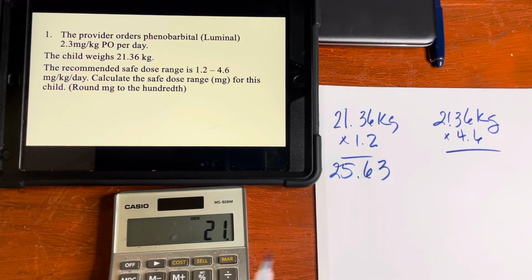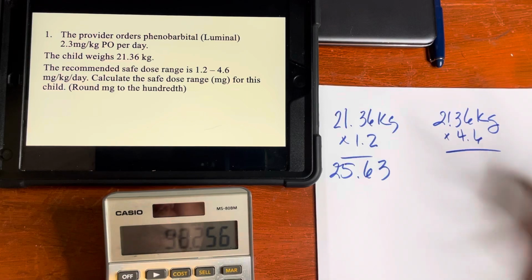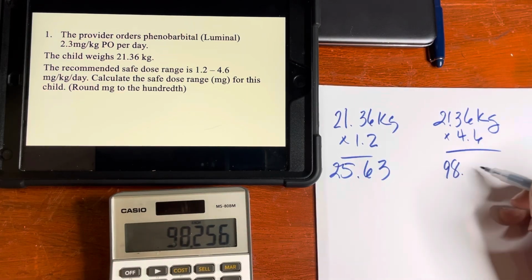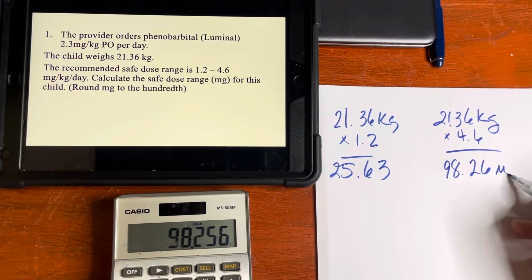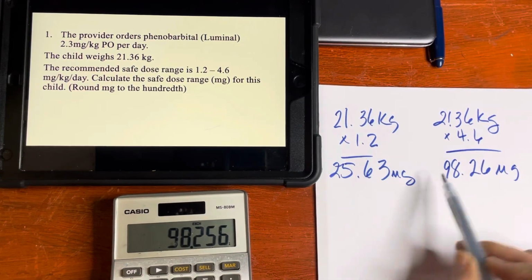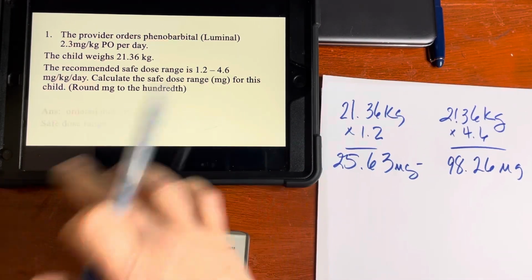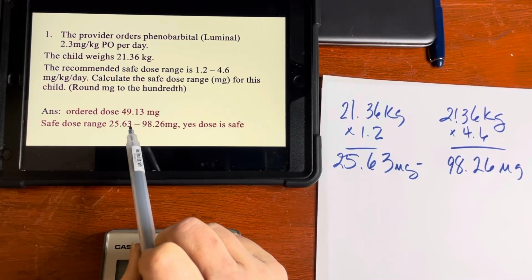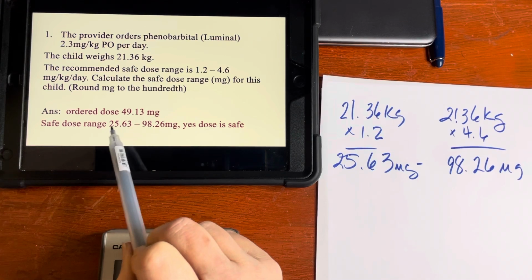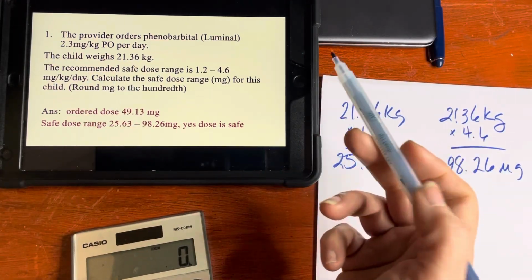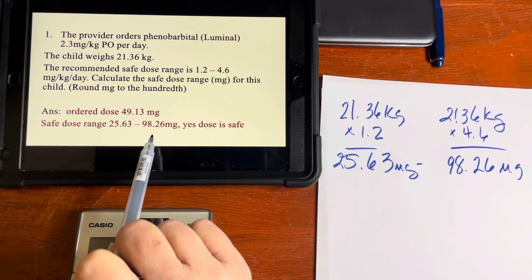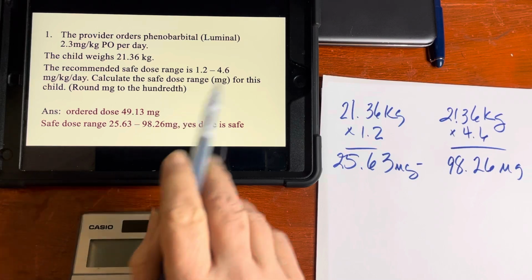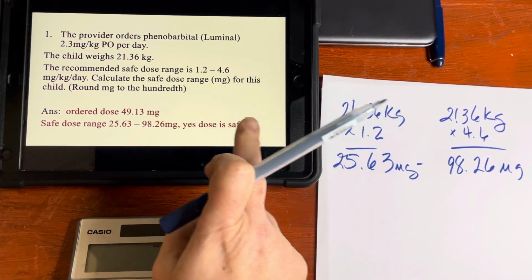And then we're going to do 21.36 times 4.6 equals. And that will be 98.26 milligrams. So this is the safe dose range. I went ahead and figured the ordered dose, but all the question's asking is, can you figure out the safe dose range? And I would let Ethel know, yes, we sure enough can. Okay, here we go.